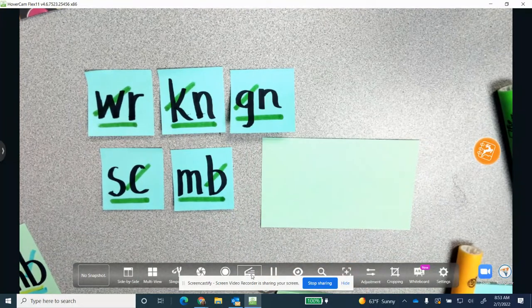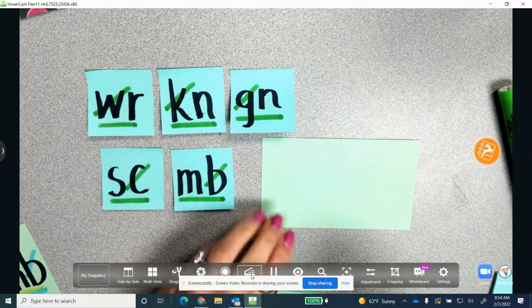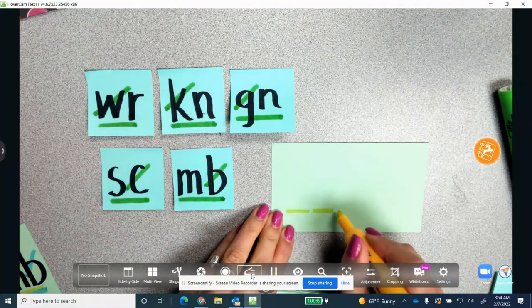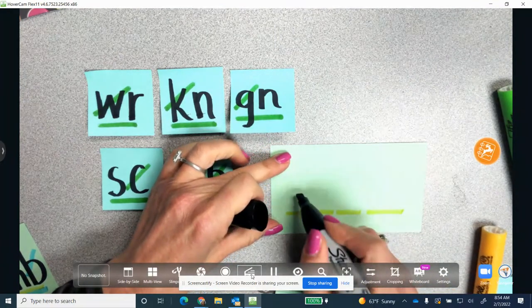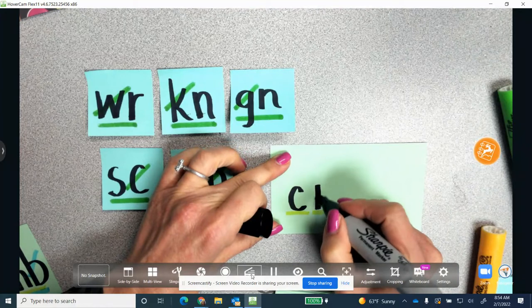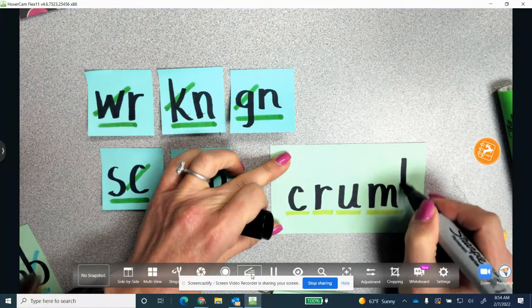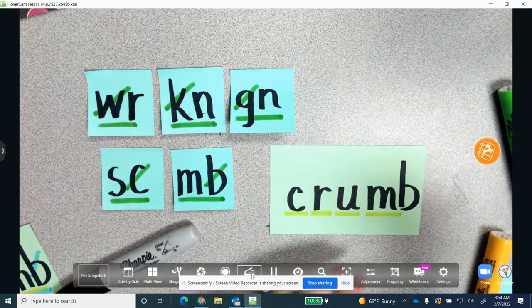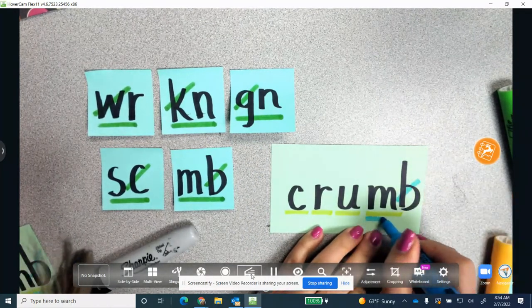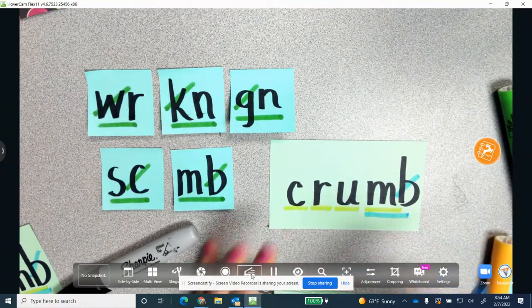Number 2, crumb. A crumb falls when the boy eats a cookie. Crumb. And we are using this spelling pattern, with that silent B. One sound. Crumb.